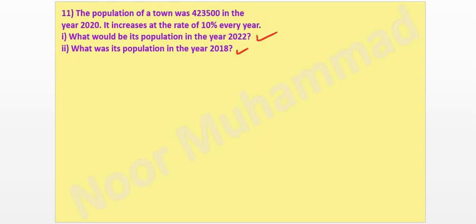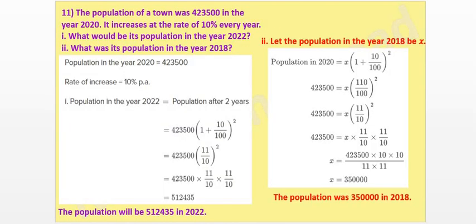Then play the video to check your answers. So here is the answer for this question. As you can see, I wrote everything here. Population in the year 2020, this was the population given in the question. 10% is the rate. If you want to find the population in 2022, that means after 2 years, you will write the principal population times 1 plus the rate, 10 over 100, raised to the power 2. After solving, this is the population that will be 512,435 in the year 2022.